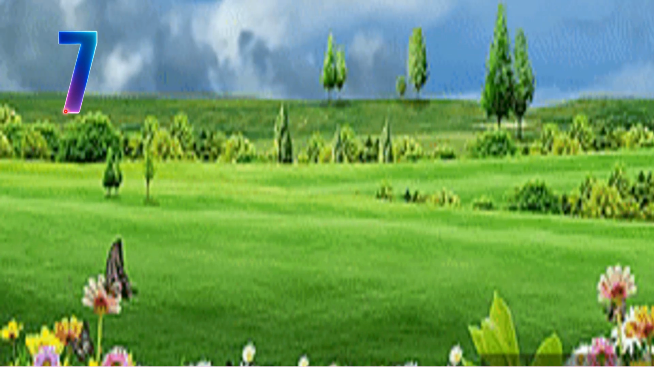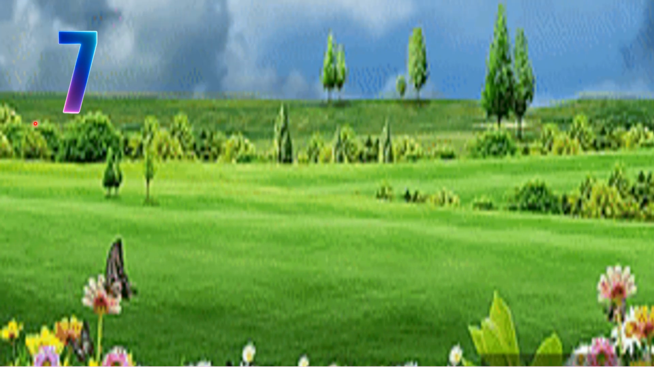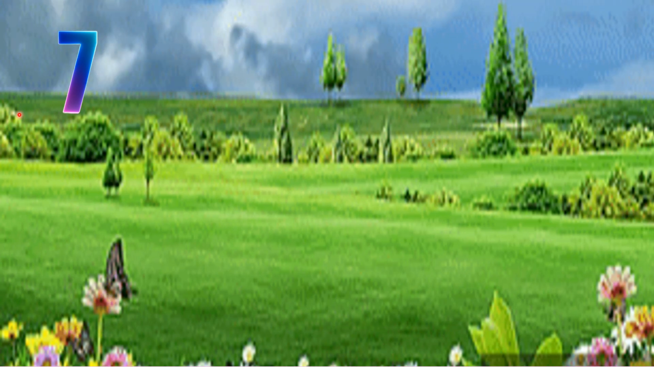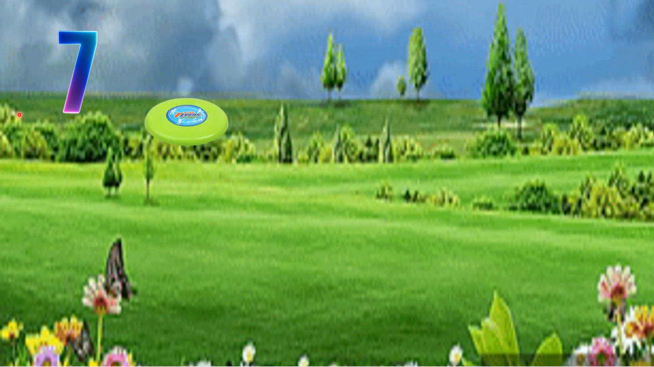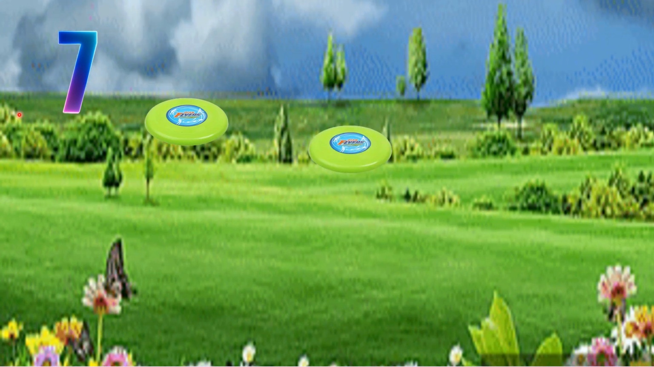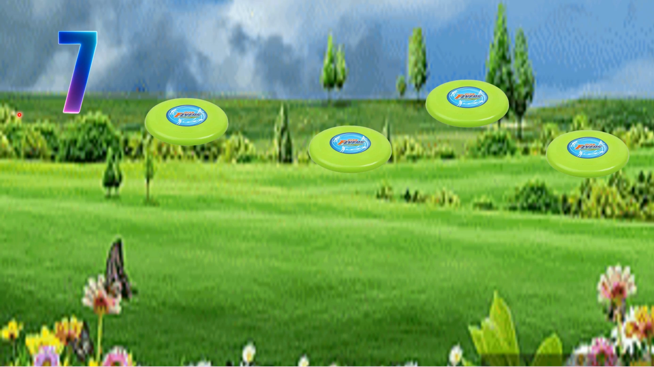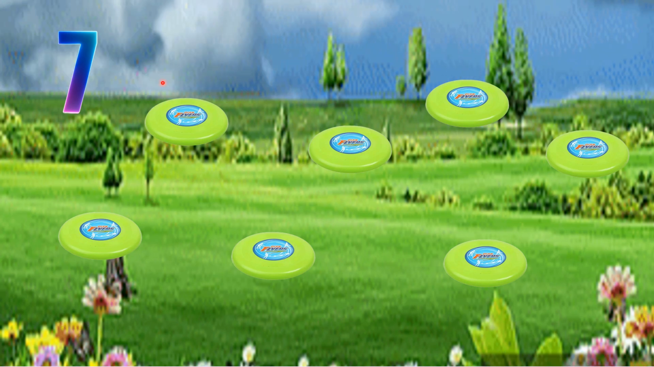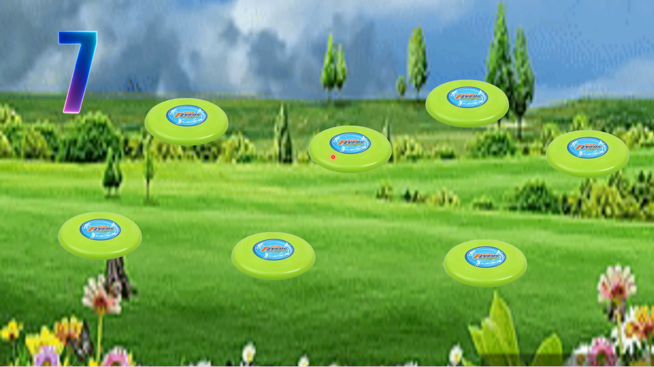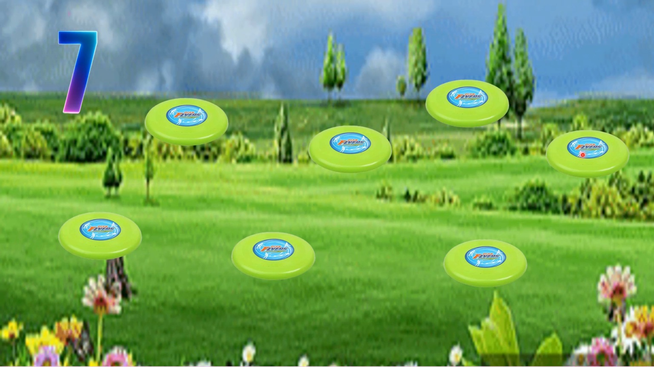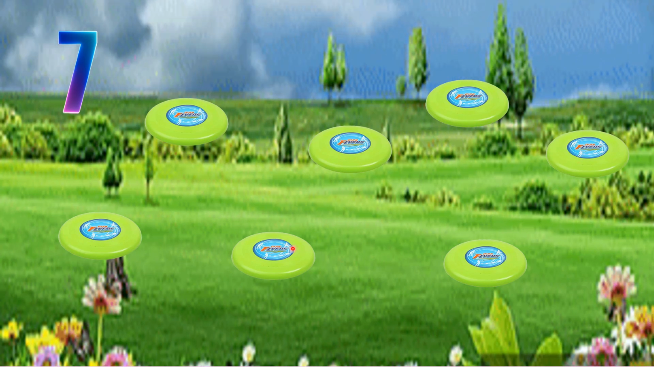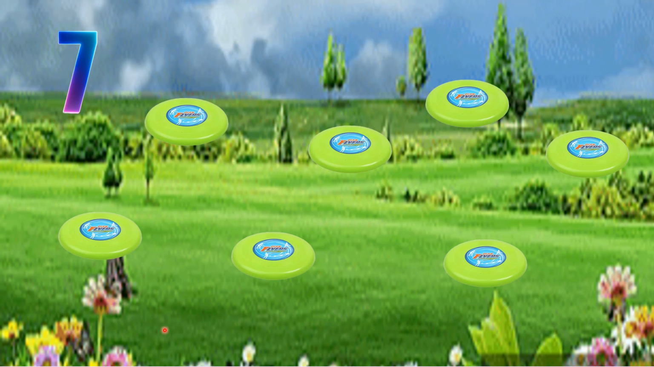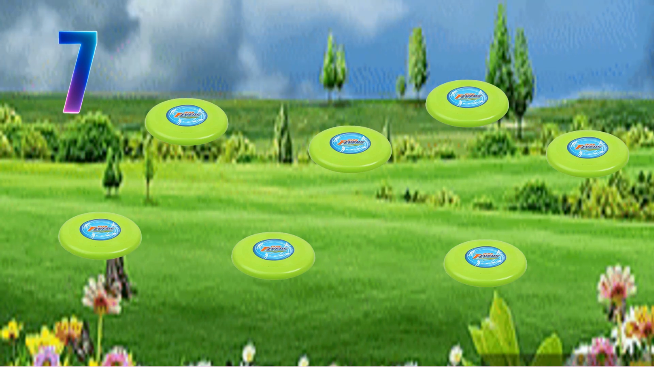Now let us go to the next page. Which number is this? 7. Very good. Correct. Now, let us see which is the next object and count one by one. Flying disc. 1, 2, 3, 4, 5, 6, 7. Count with me again number of flying disc. 1, 2, 3, 4, 5, 6, 7. 7 number. 7 flying disc. Yes.